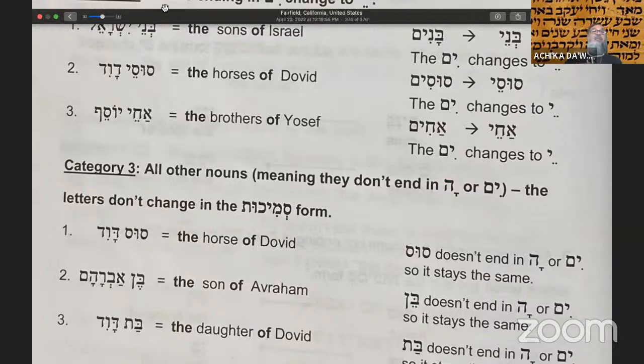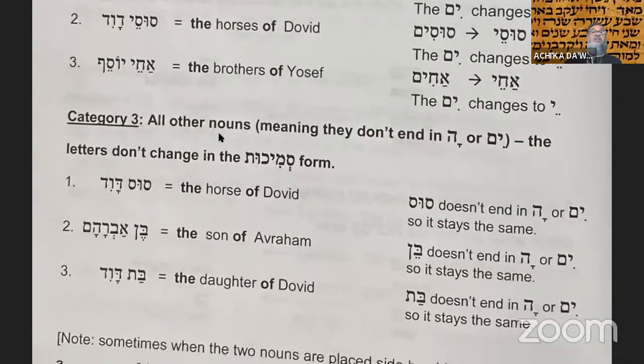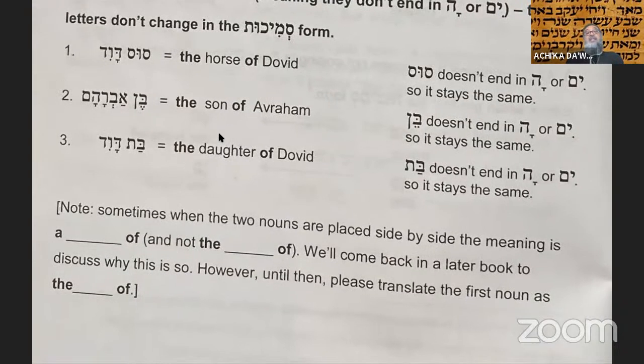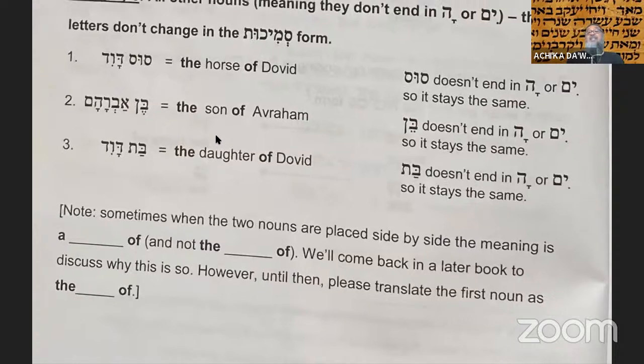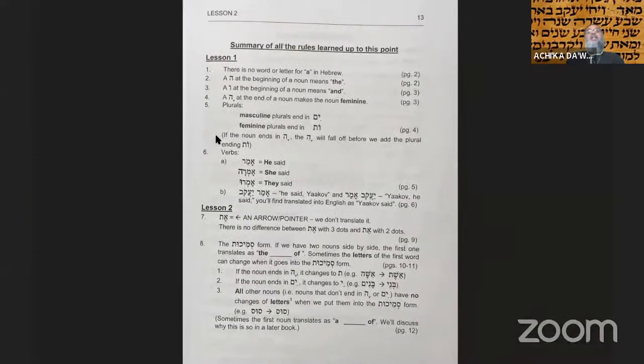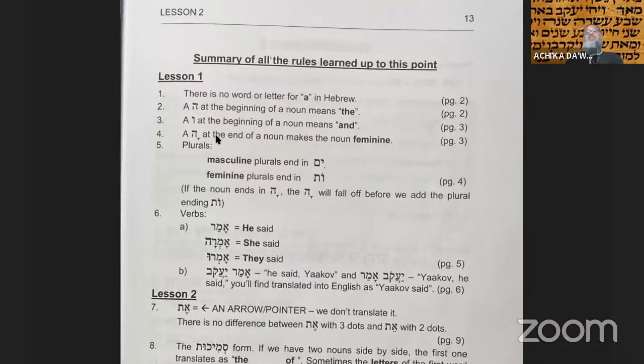Okay. And you guys will get a copy of this, and this is what you're going to study this week. It says, note, when two nouns are placed side by side, it could mean this too, that sometimes it means "a of" or not the "of". They'll come back to that later. So there's more to it. There are some exceptions. Okay. Lesson is done, but let's talk about the summary.